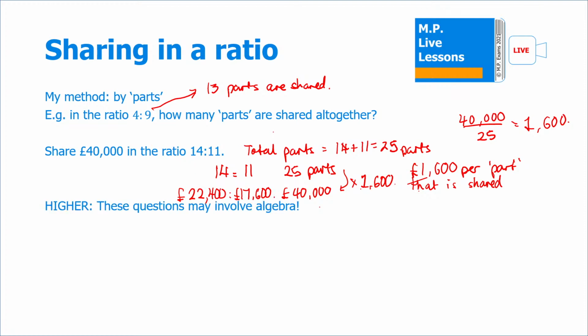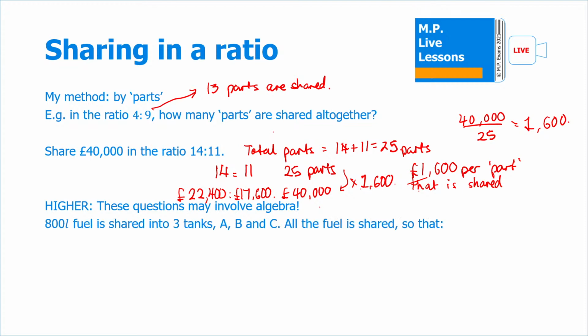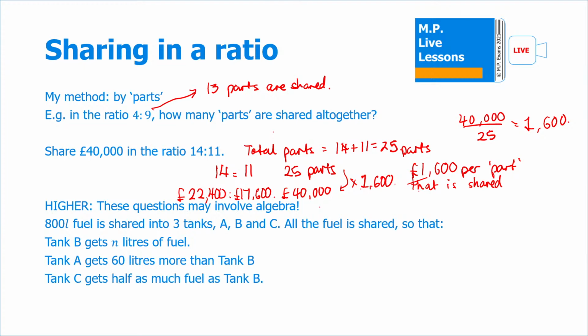Now for higher tier, they might involve some algebra as well. So let's say we've got 800 liters of fuel shared into 3 tanks, A, B, and C. All the fuel is shared so that tank B gets n liters of fuel, tank A gets 60 more liters than tank B, and tank C gets half as much fuel as tank B. So we know already that tank B gets n liters of fuel.